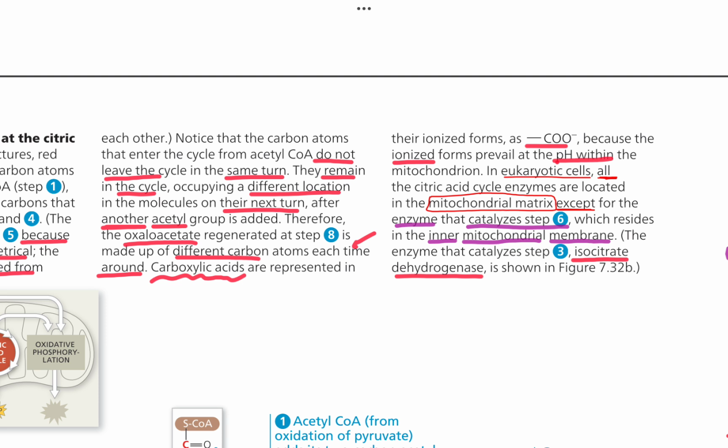One piece of information is important. All enzymes in the cycle are present in the mitochondrial matrix, except one, which is at the 6th step, which is a unique step because it's the only step where FAD is reduced. And the enzyme that catalyzes that special step exists in the inner mitochondrial membrane.